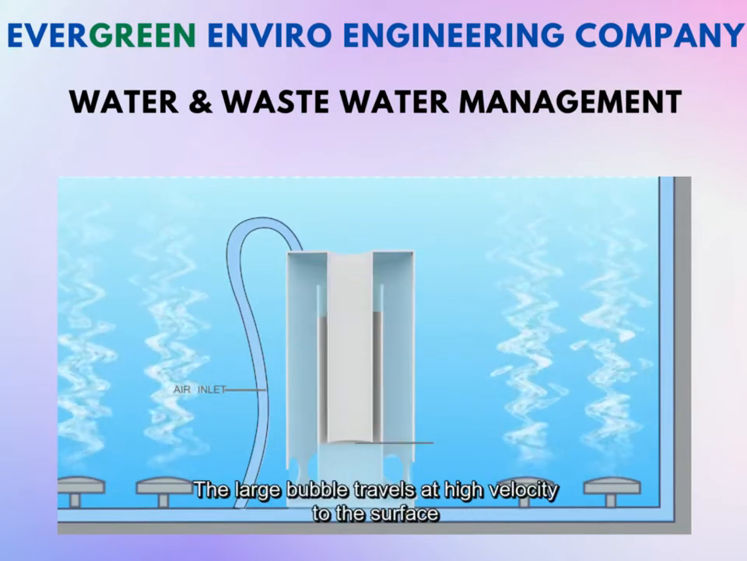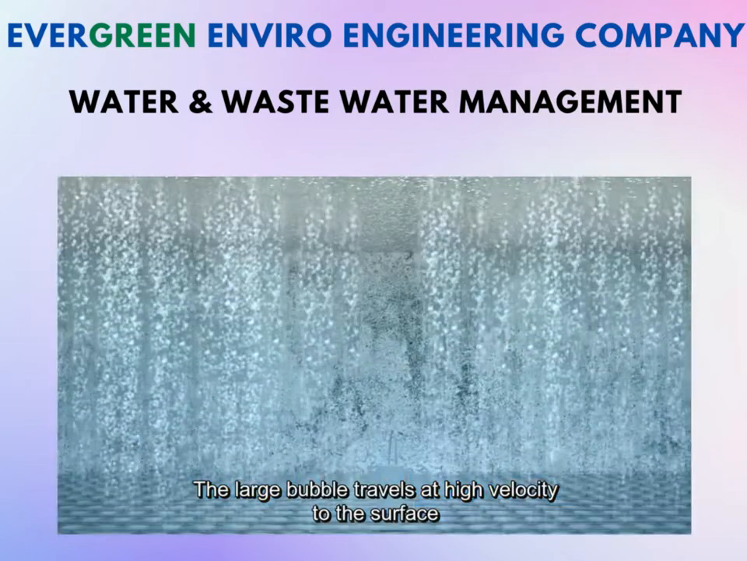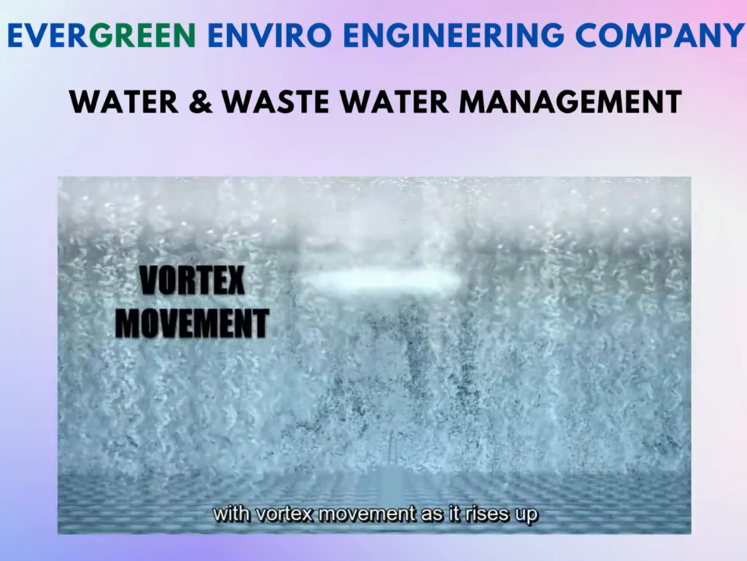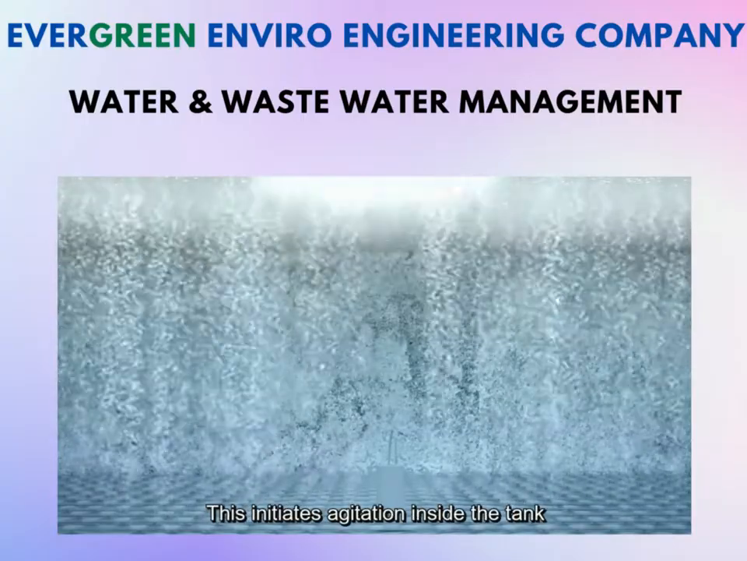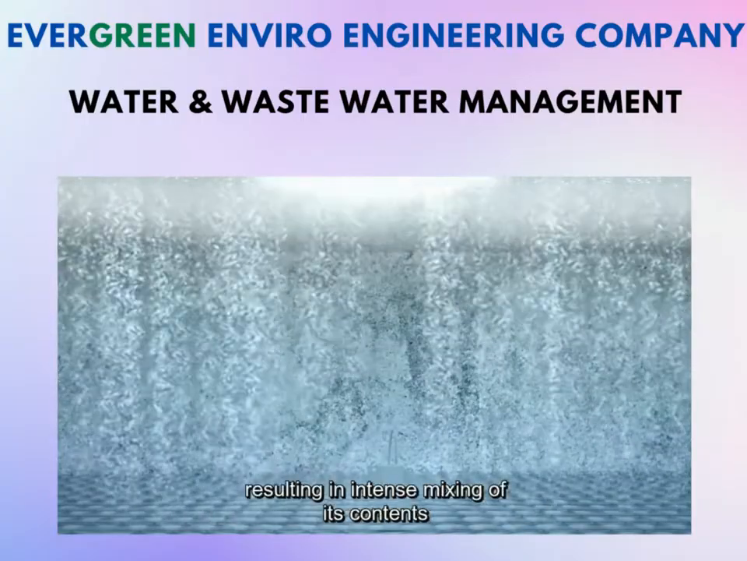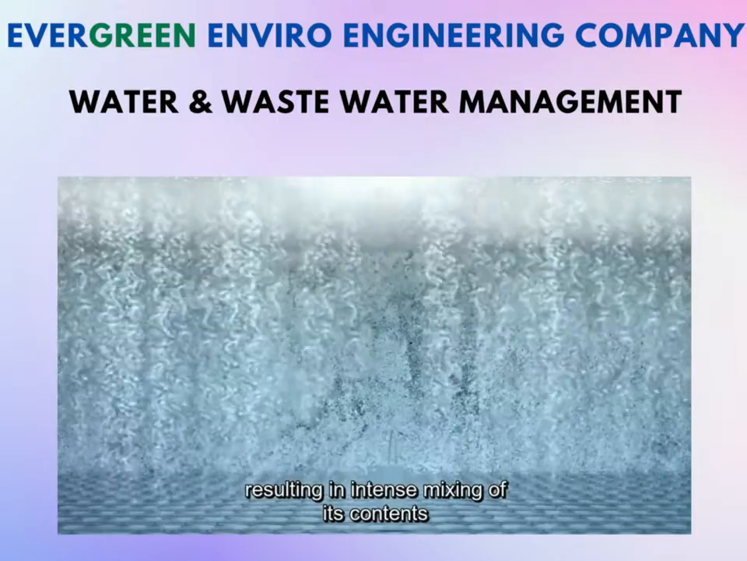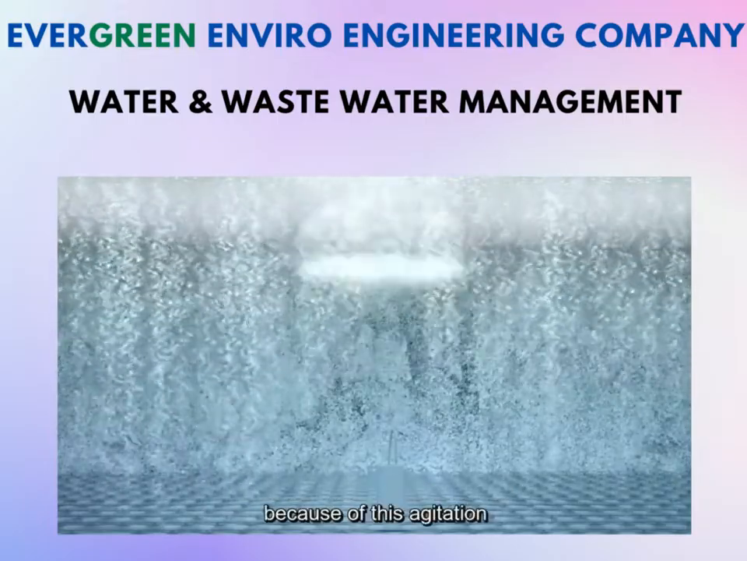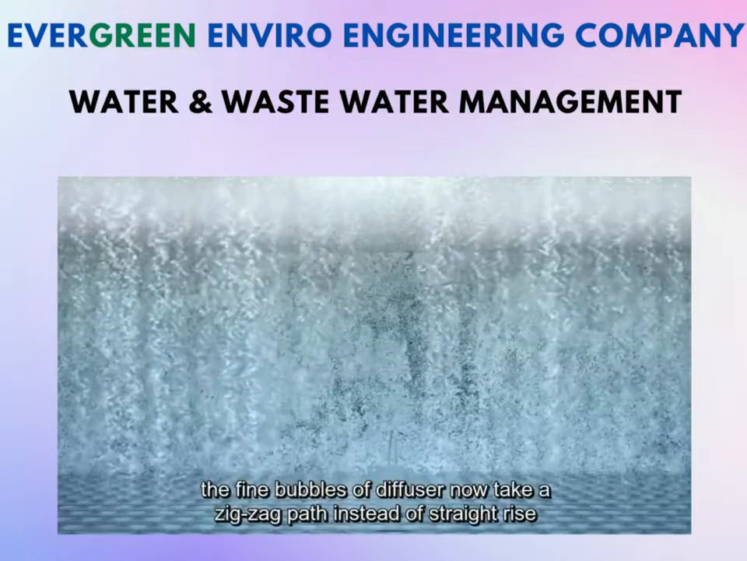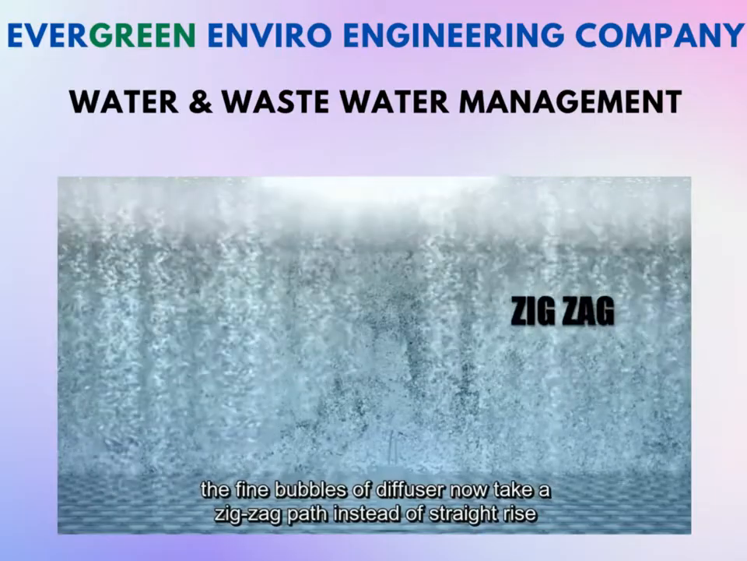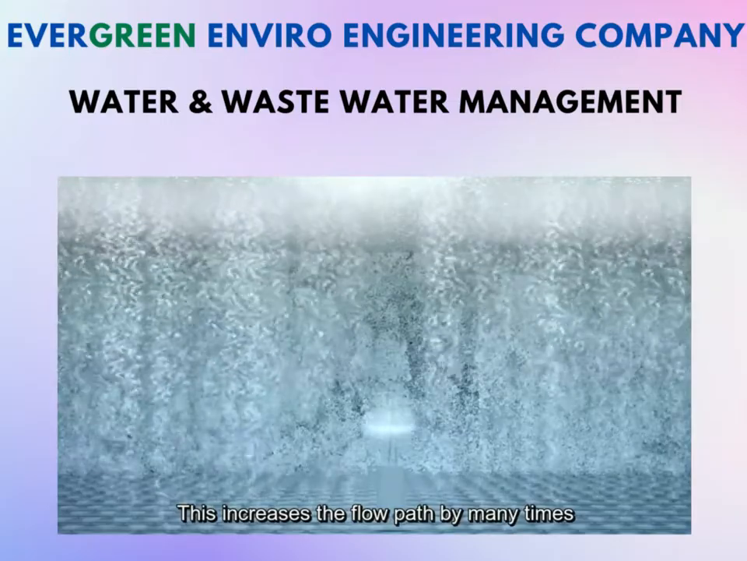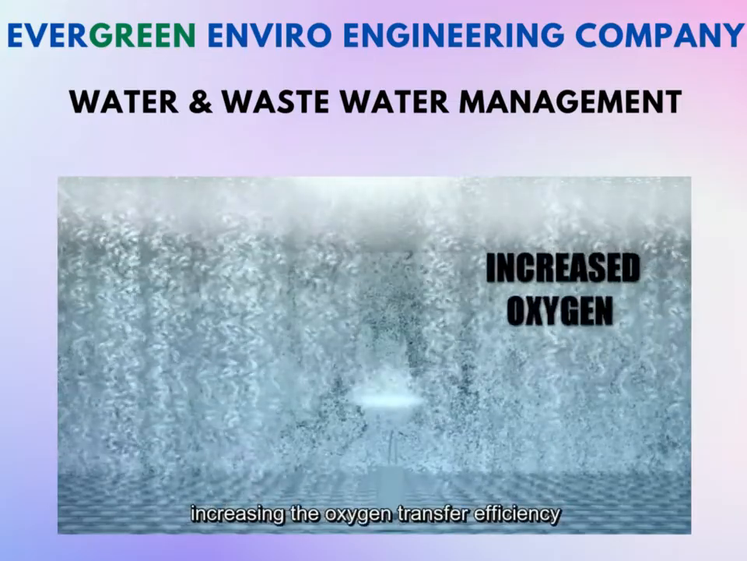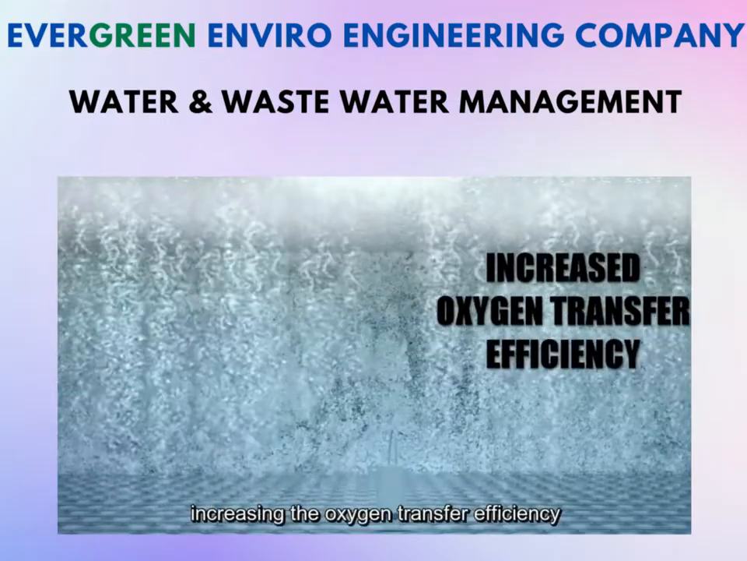The large bubble travels at high velocity to the surface, with vortex movement as it rises. This initiates agitation inside the tank, resulting in intense mixing of its contents. Because of this agitation, the fine bubbles of the diffuser now take a zigzag path instead of a straight rise. This increases the flow path by many times, increasing the oxygen transfer efficiency.